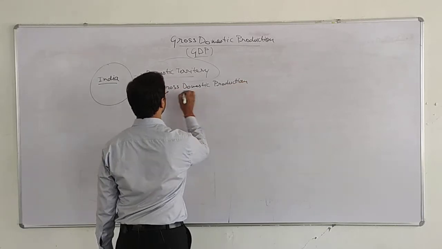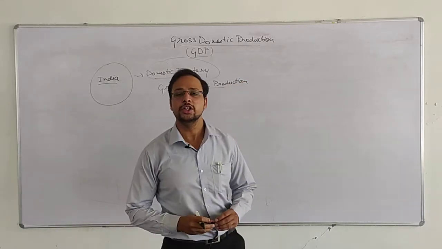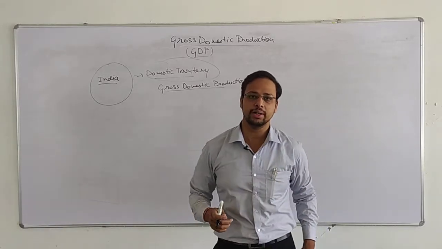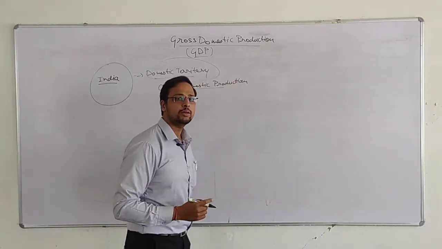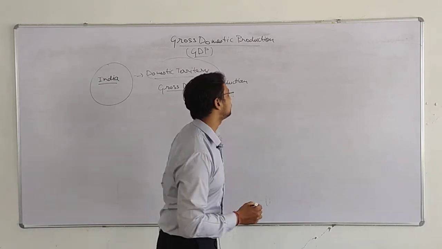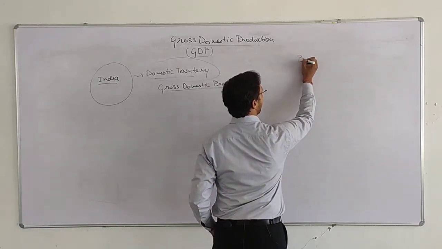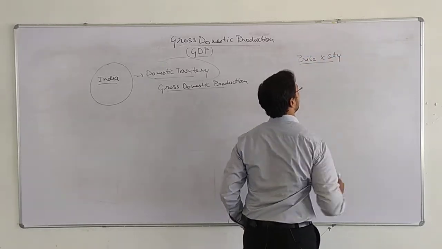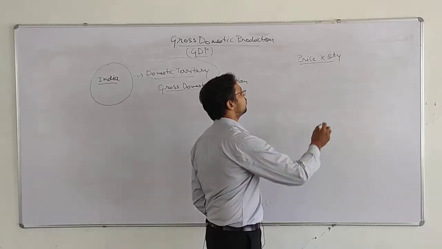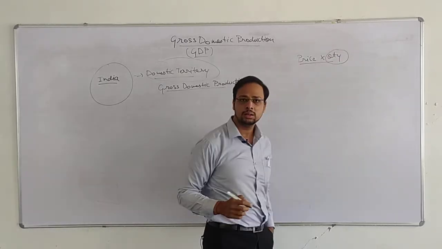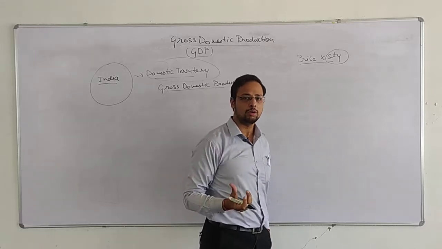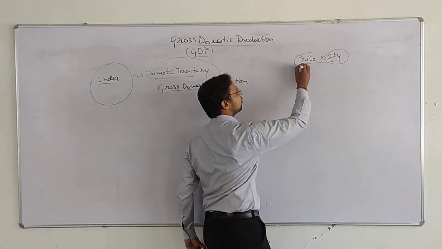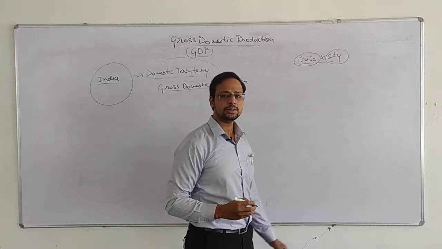Now let us evaluate how GDP is calculated and what its formula is. The formula for calculation of GDP is simple. It is price into quantity, meaning the number of commodities produced or sold within a financial year, or within 6 months, or within a quarter, and the prices for which they are sold is known as GDP.